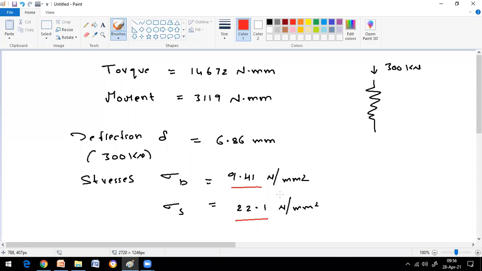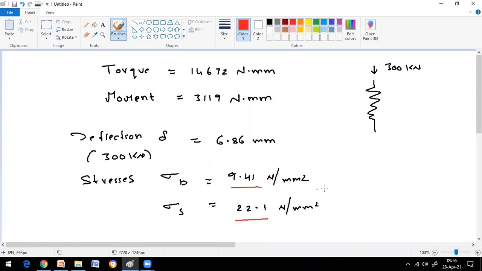No, these two stresses are acting combinedly. So when the two stresses are acting combinedly, we have to calculate the combined stress also. That is very, very important. Because we have to know whether the spring is able to carry the stresses when the member is subjected to bending and shear combined together. So that we have to calculate.